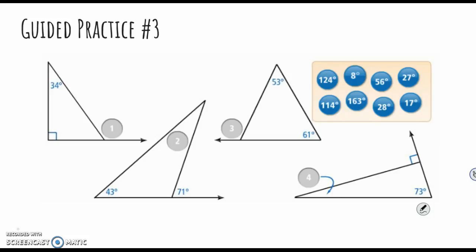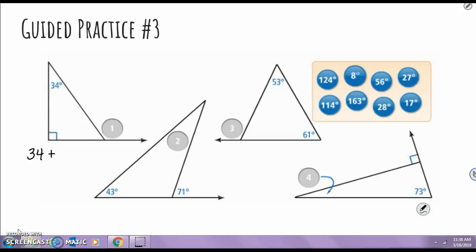For my first problem, I know that 34 plus, here you see we have a 90-degree angle, gives us the measure of angle 1. When I add 34 plus 90, that gives me a total of 124 degrees. So that would be the measure of angle 1, 124 degrees.